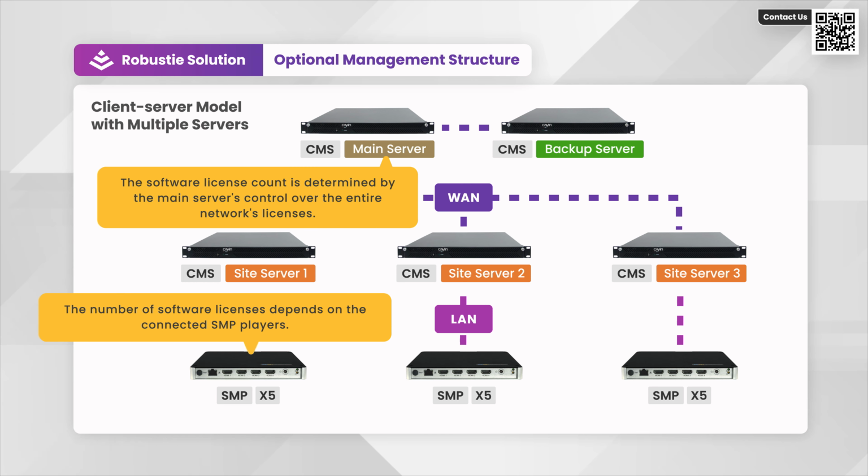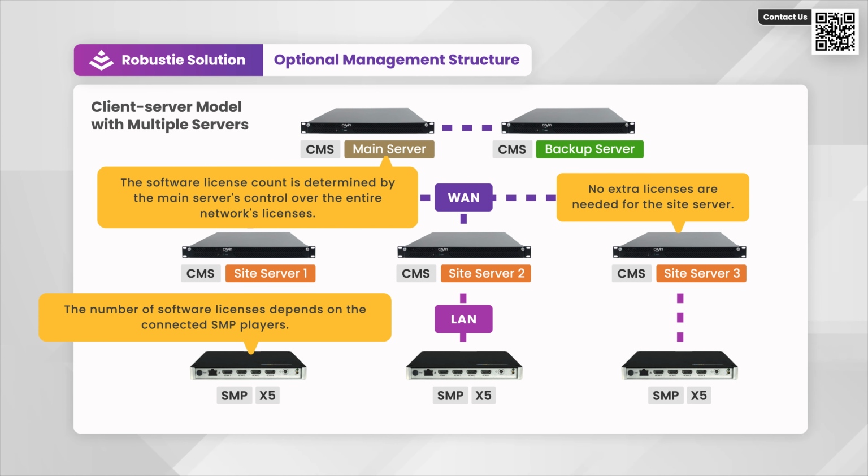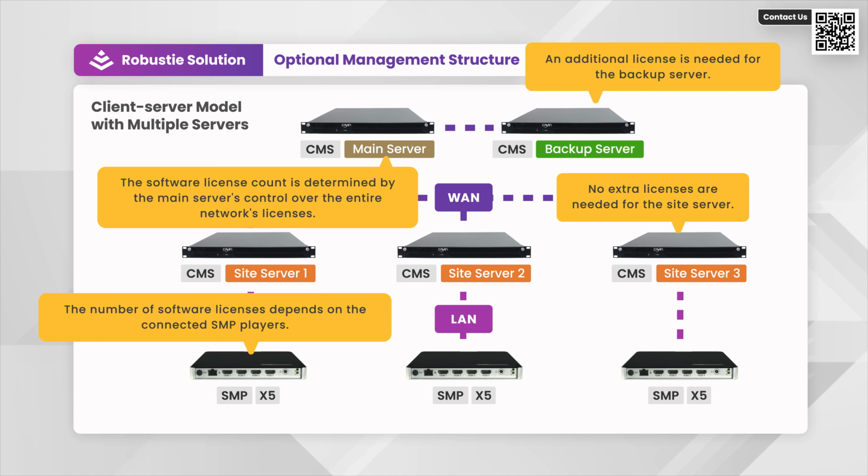Under the client-server model, the main server controls the purchase number of licenses for the entire network, and there's no additional license needed for the site server. As for the backup server, the additional license is needed because it is out of the main server's control.